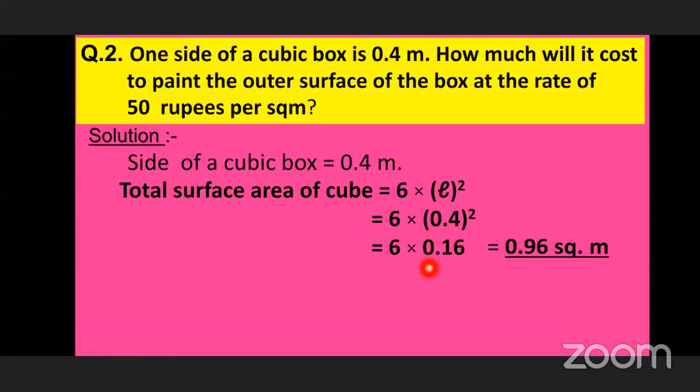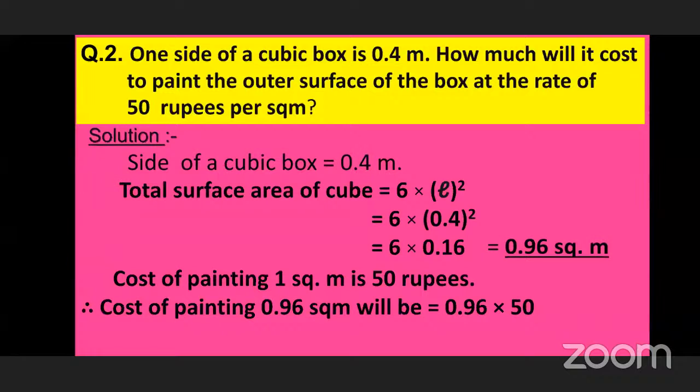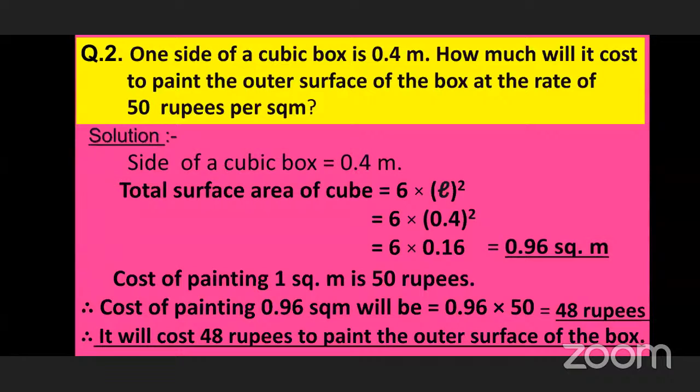Now we have found out the area of the cube. So the cost of painting 1 square meter is 50 rupees and the total area is 0.96. So we will multiply this total area by cost and then we will get the total cost. Yes, cost of painting 0.96 square meter will be 0.96 times 50. So the answer is 48 rupees. Therefore, it will cost 48 rupees to paint the outer surface of the box. Very good.